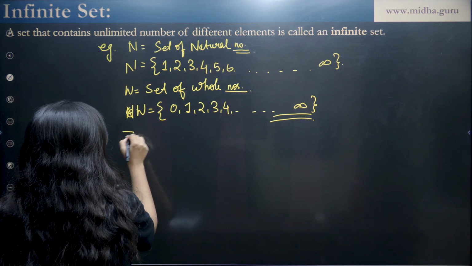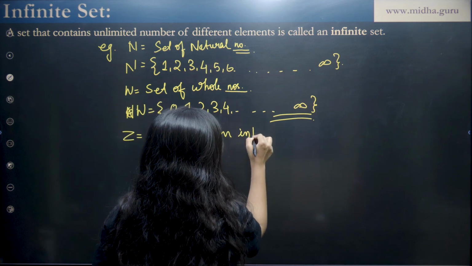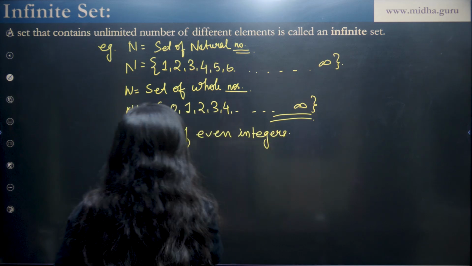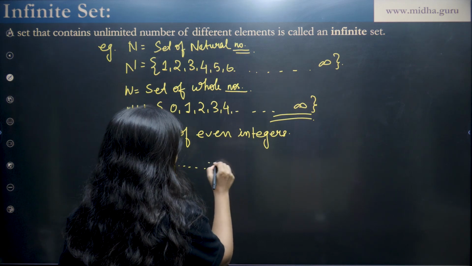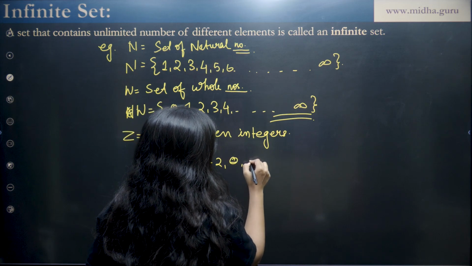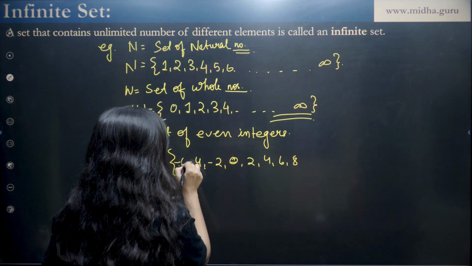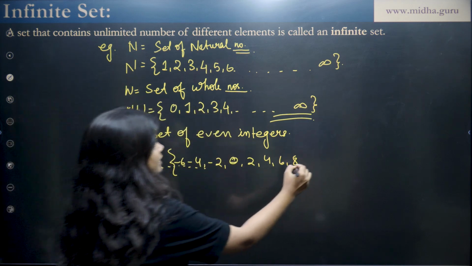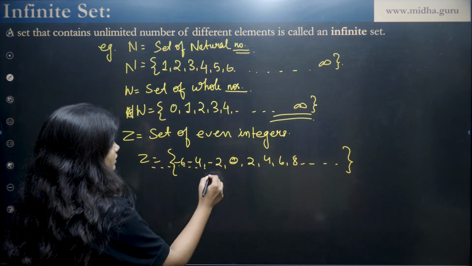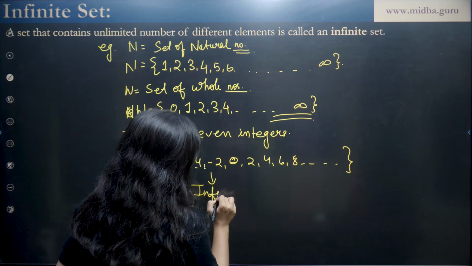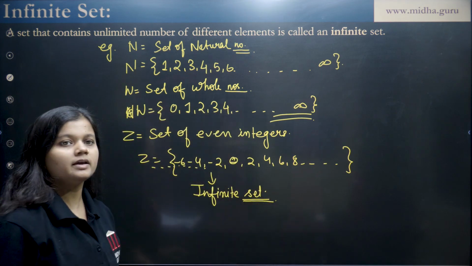Let's take one more example. Set of even integers. How many elements does the set of even integers include? There are so many elements: -2, 0, then 2, 4, 6, 8, and on this side -4, -6, and so on. So on both sides the numbers go up to infinity. So it is also an example of an infinite set. Okay, clear? Infinite set.